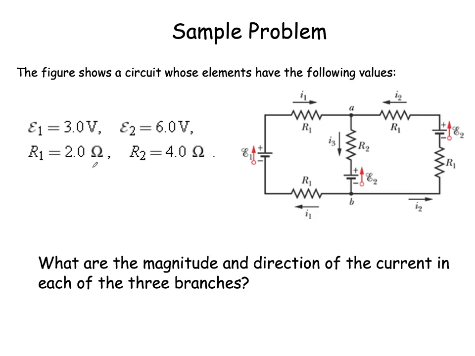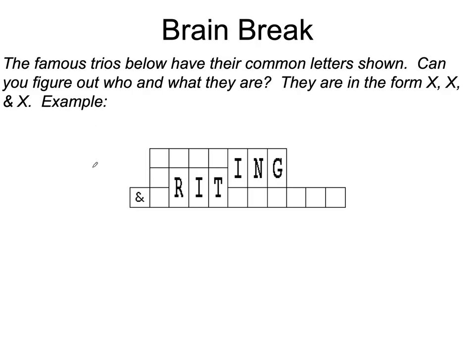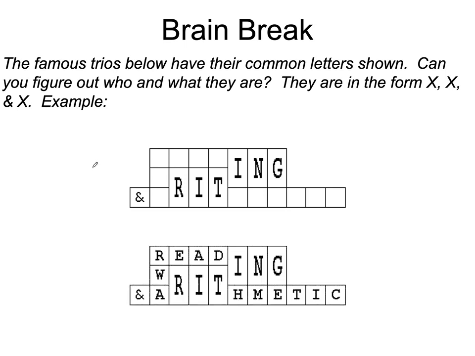There's another one on here. Yay, finally a brain break. The famous trios below have their common letters shown. Can you figure out who, what, and where they are? They're in the form of X, X, and X. Here's a quick example. This is the clue, and the answer is reading, writing, and arithmetic, the three basics.